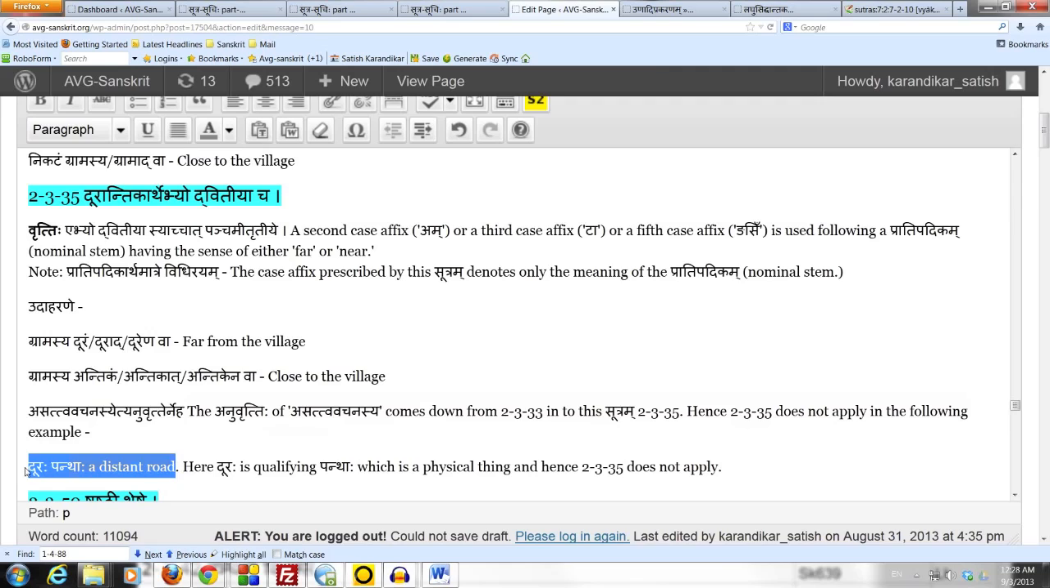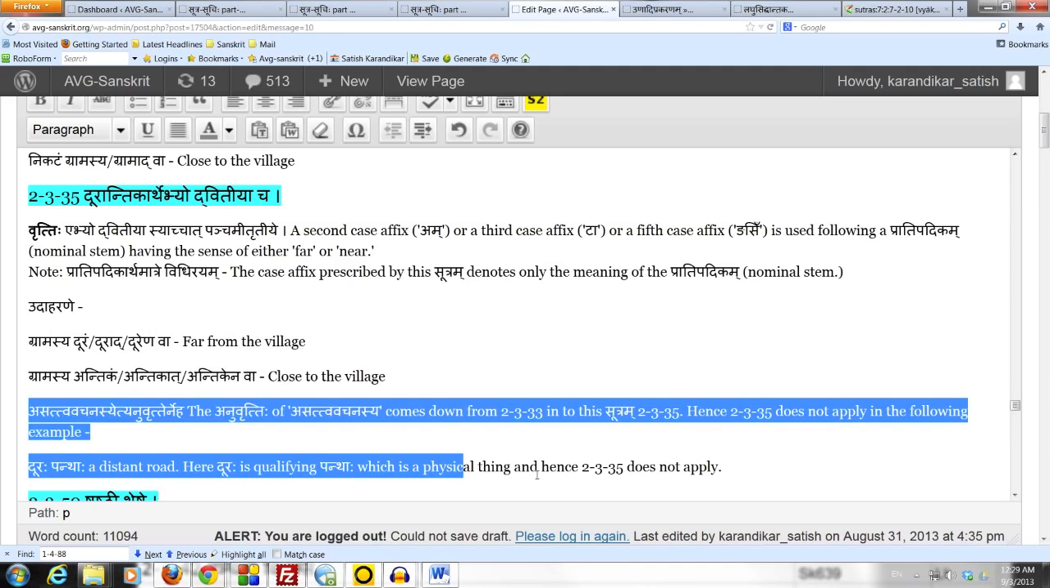Here duraha is qualifying panthaha, which is a physical thing. Sattva means a physical thing or object. In this case, it is the road, and dura is an adjective for the road. The Tattvabodhini commentary says, Sattva vachanam iha sattva visheshakatvam, which means that if the pratipadikam having the sense of either far or near is an adjective to a physical thing, then this sutram does not apply. The adjective, of course, has to be declined to match the declension of that which it is qualifying. So basically, when we have an adjective, we cannot invoke 2.3.35.